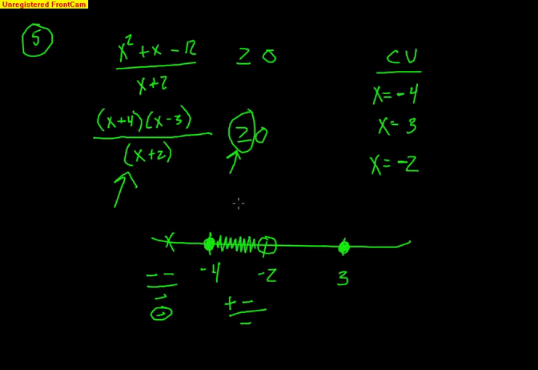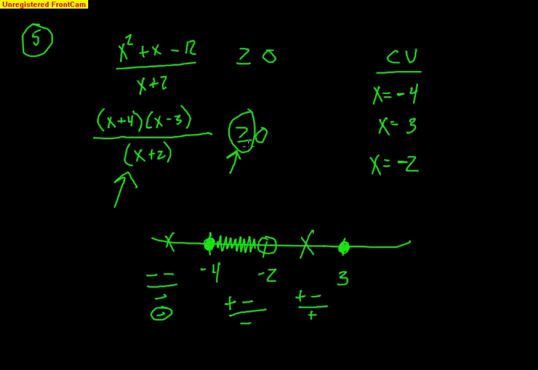All right, negative 2 to 3, choose an easy one like 0 here. 0 plus 4 is positive. 0 minus 3 is negative. 0 plus 2 is positive. The negative is going to ruin this and make the whole thing negative because a positive times a negative is a negative. Divided by a positive is a negative, and I'm certainly not looking for negative values in this particular problem.